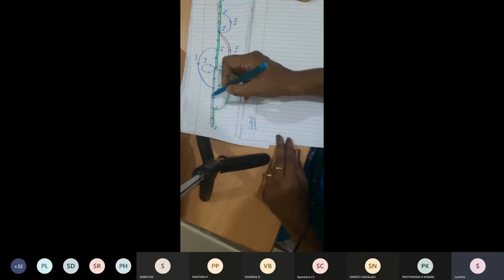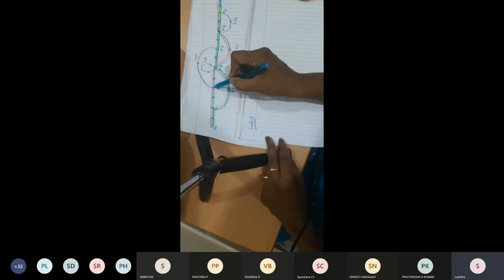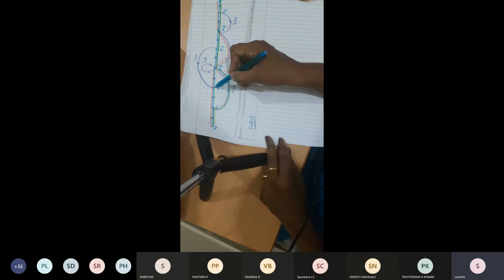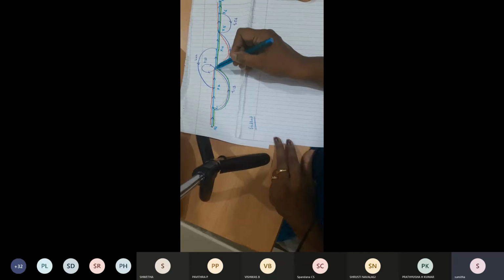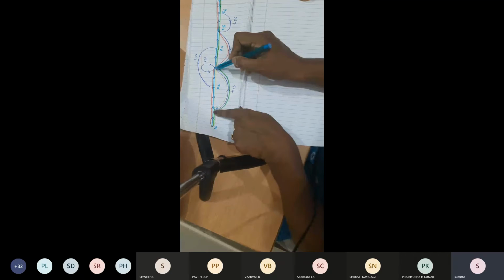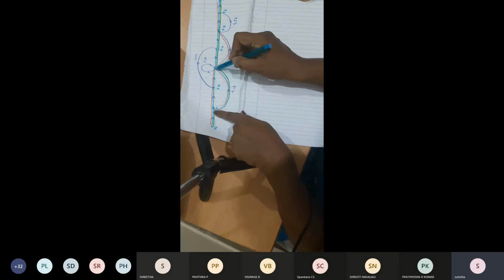It should start from one point. See now, it is starting at x0. Very good. It travels from x1 to x2, and from x2 to x3. Next, what should happen? From x3 it should come back to x0 or x1. Is it coming back? No, ma'am. So this is not a loop. That is not a feedback loop.